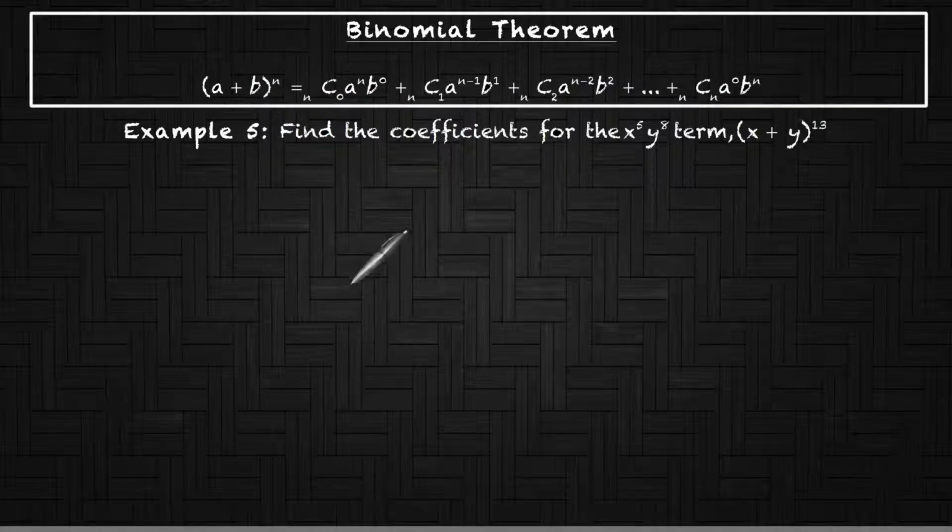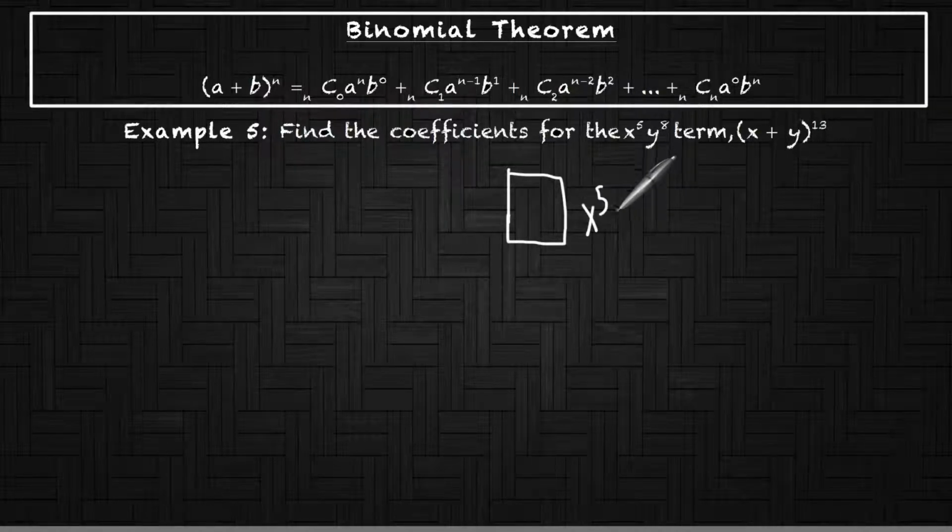All right, in this example 5, it says find the coefficient for the x to the 5th, y to the 8th term. And so this should be pretty simple. We know that whatever that term is, it's going to have a box in front of it, and then it's going to have an x to the 5th and a y to the 8th.